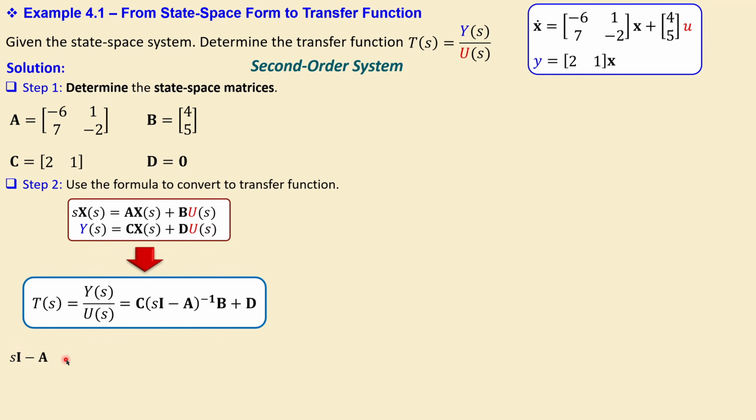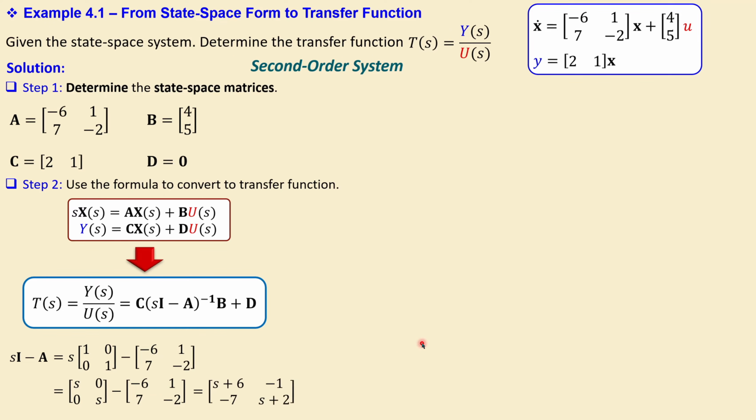So first, sI minus A. In this case, we have a second order system, so 2 by 2. Your identity matrix will also be second order, so the identity matrix has ones on the diagonal from left top to right bottom, and the rest are just zeros. It is multiplied by s as our Laplace transform parameter, minus our A. Now let's substitute s here. Working out this matrix, you will get s plus 6, minus minus 6, and s plus minus minus 2. That is shown here. The rest are minus 7 and minus 1. This is now the expression in the parentheses.